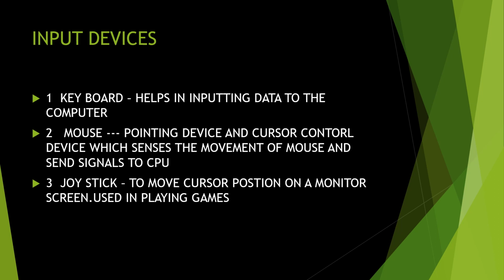Next is the mouse, a pointing device and cursor control device. We sense the movement of the mouse and send signals to the CPU. It is the mouse which gives the signals to the CPU to do the work. It also works as a cursor, which we can see moving in the computer. The mouse is also a pointing device.